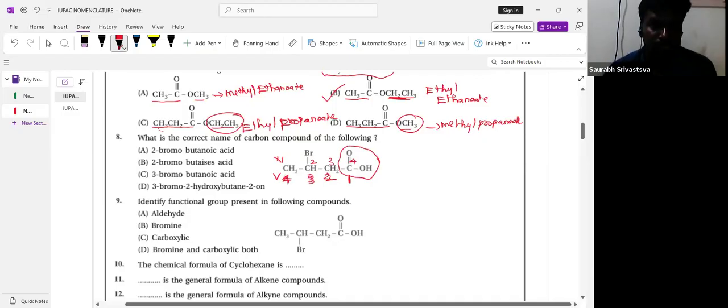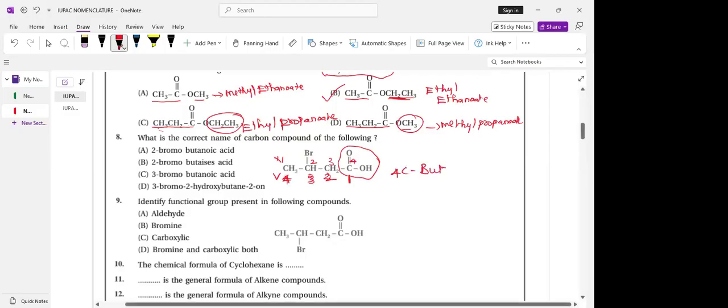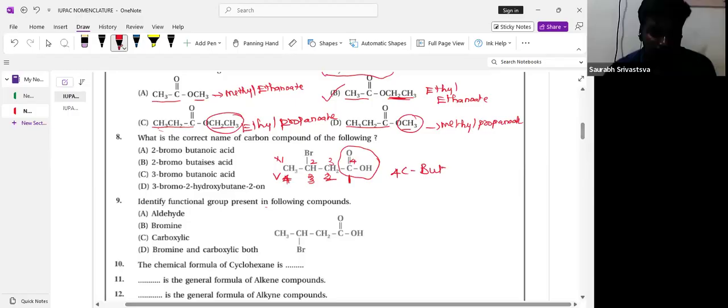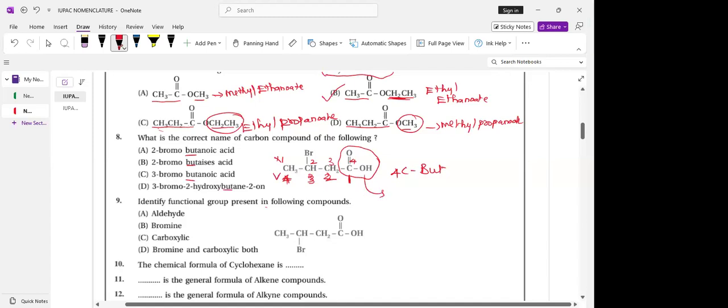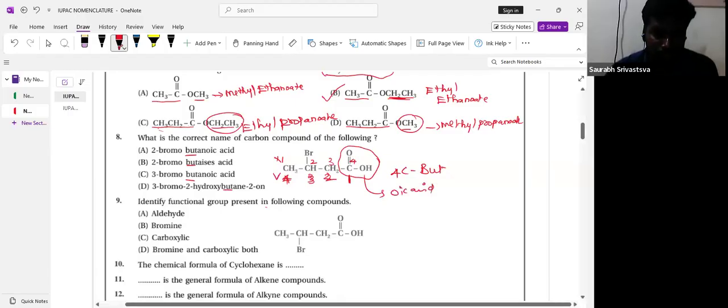That means how many carbons are there? 4 carbons are there. If it is 4 carbons, what is the root word? But. Correct? So everywhere "but" is there. Here also but, here also but, and here also but. Correct? And this functional group name is oic acid. So here also oic acid and here also oic acid. So among these two, one is the answer. The remaining two are not the answer.